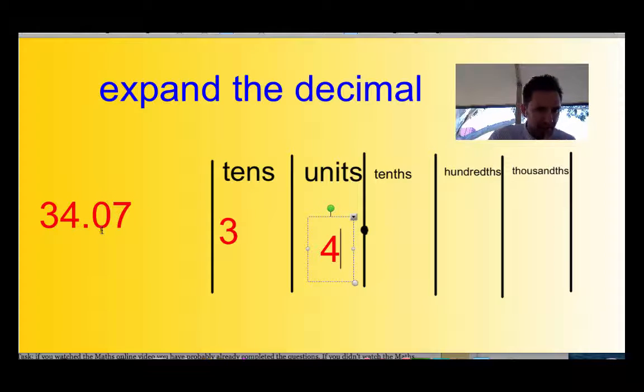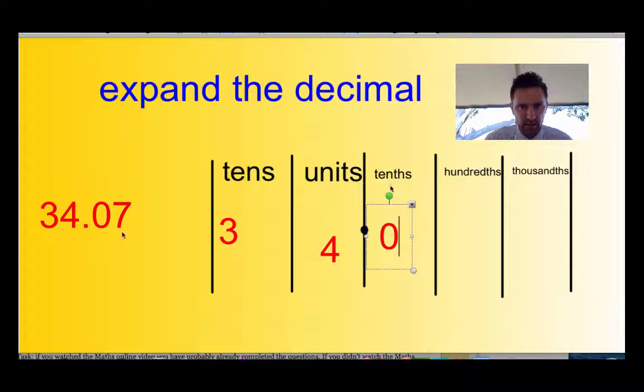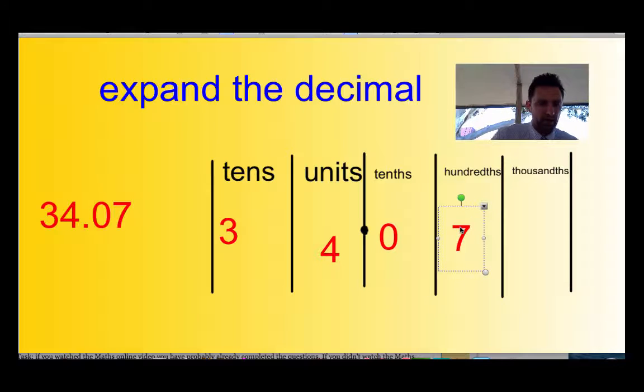How many tenths are there? Well, this is tricky. There's actually 0 tenths, so you better actually put 0 in the tenths column. And how many hundredths are there? Well, there's 7 hundredths there, so you would put 7 in the hundredths column. Okay, I've shown you. It's time for you to have a go by yourself.